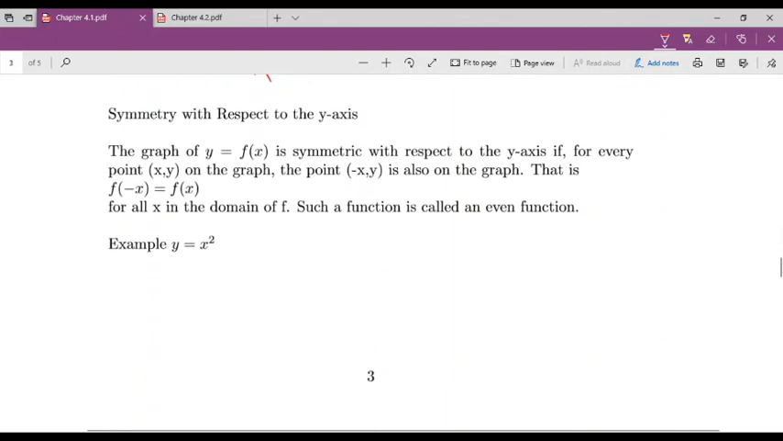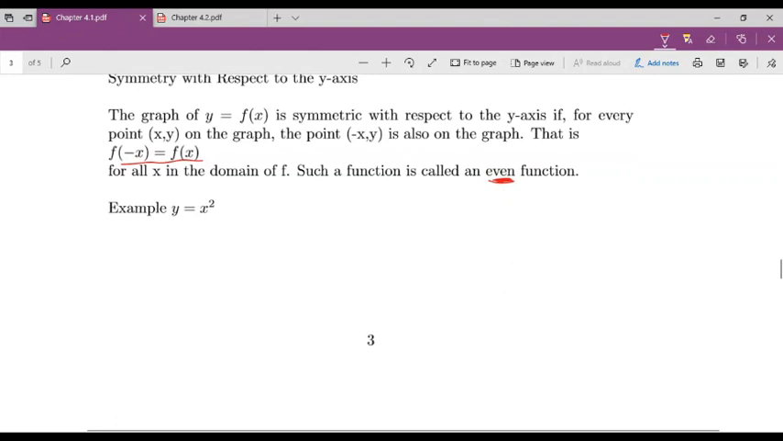Alright, let's look at symmetry with respect to the y-axis. The graph of y equals f of x is symmetric with respect to the y-axis if for every point x, y on the graph, the point negative x, y is also on the graph. That is, f of x is equal to f of negative x, or f of negative x is equal to f of x, just like I say right here, for all x in the domain of f. Such a function is called an even function, which is important.